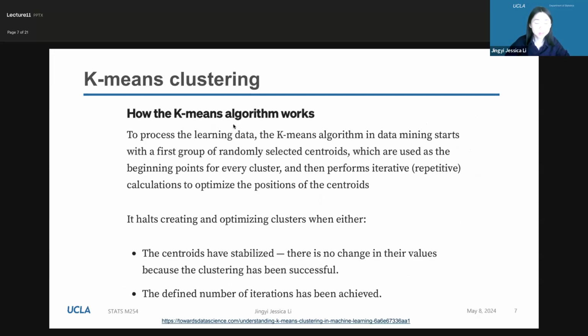So how does the K-means algorithm work? To process the data, the K-means algorithm in data mining starts with a first group of randomly selected centroids, which are used as the beginning points for every cluster, and then performs iterative, repetitive calculations to optimize the positions of the centroids. It halts creating and optimizing clusters when either the centroids have stabilized, with no change in their values because the clustering has been successful, or the defined number of iterations has been achieved. So you reach the maximum, and you don't want to go further.